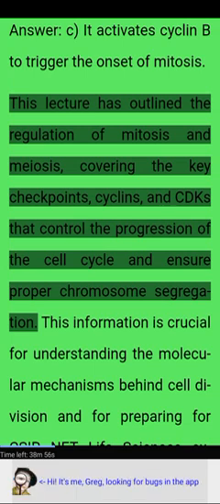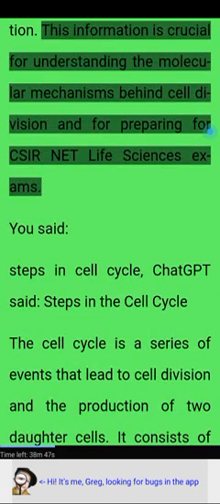This lecture has outlined the regulation of mitosis and meiosis, covering the key checkpoints, cyclins, and CDKs that control the progression of the cell cycle and ensure proper chromosome segregation. This information is crucial for understanding the molecular mechanisms behind cell division and for preparing for CSIR NET life sciences exams.